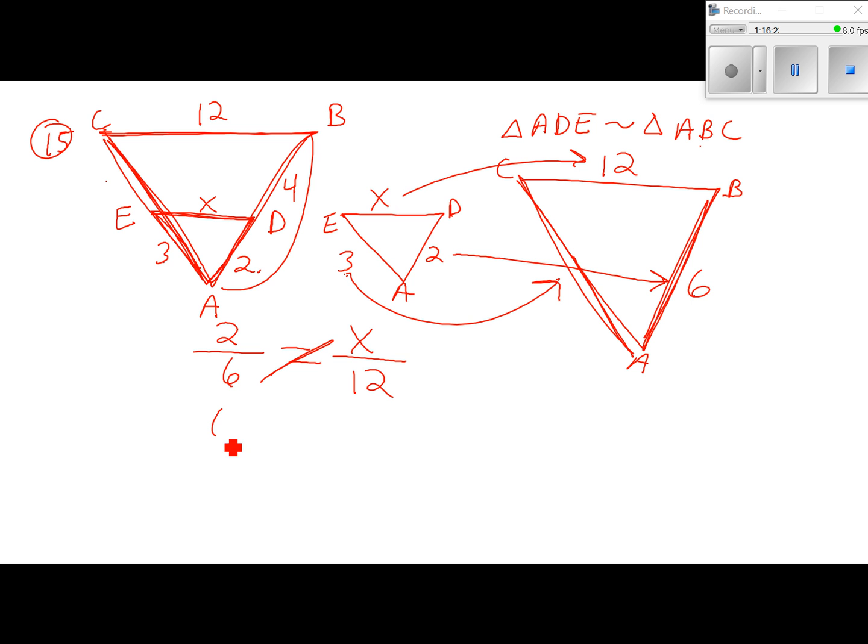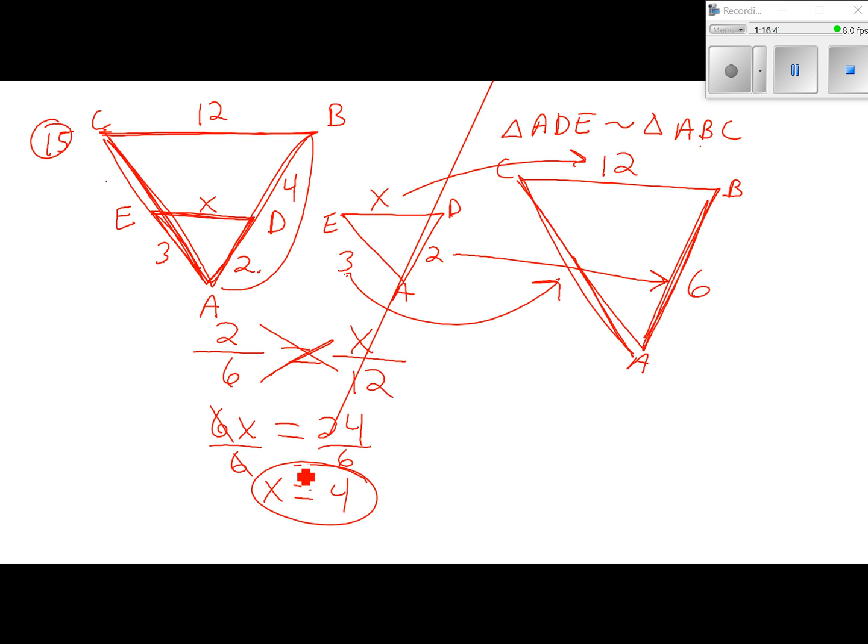But here, if I cross multiply, I get 6 times X. I cross multiply this way, 2 times 12 is 24. Divide both sides by 6. And I end up with X equals 24 divided by 6, which is 4. So I end up with X equals 4. Go back and make sure your answer makes sense. Does it make sense for the length of that side in that triangle to be 4? Yeah, that seems to be sensible.